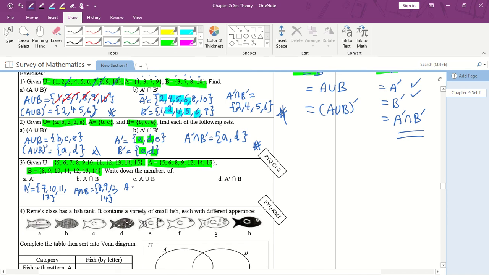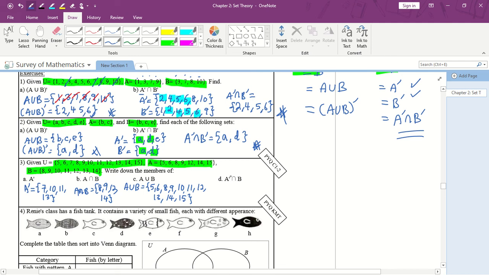And C, it says A union B. So what is in A and what is in B? All of the elements. So you can write 5, 6, 8, 9, 10, 11, 12, 13, 14, and 15. Okay, anything missing? 5, 6, 8, 9, 10, 11, 12, 13, 14, 15. Yes, that's all.